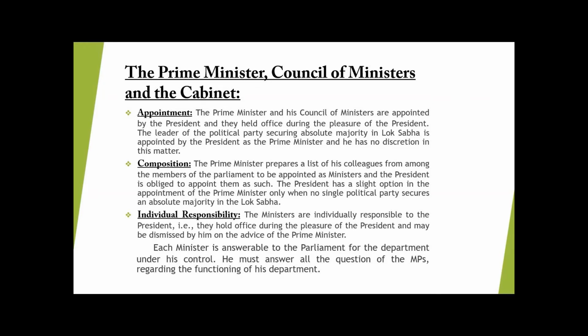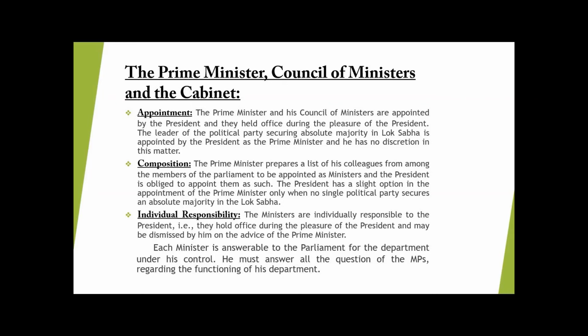Composition. The Prime Minister prepares a list of his colleagues from among the members of the Parliament to be appointed as ministers, and the President is obliged to appoint them as such. The President has a slight option in the appointment of the Prime Minister only when no single political party secures an absolute majority in the Lok Sabha.